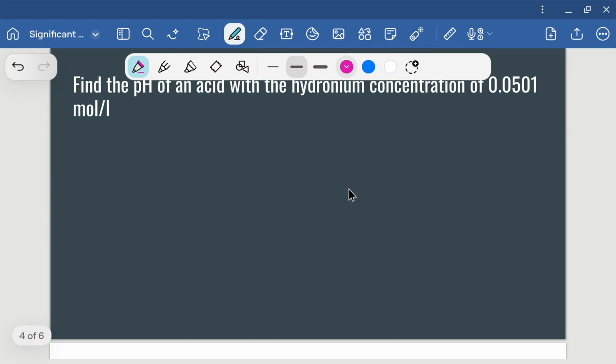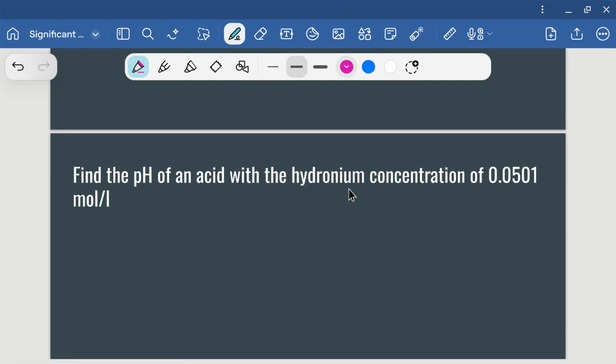If you want to find the pH of an acid with the concentration for hydronium of 0.0501, so we first want to look at this and realize that there are 3 significant digits. And you might hear significant figures instead, but same idea. So these 2 digits are not significant. The following 3 are. So what we're going to do is calculate the pH, and the pH equals the negative log of the hydronium concentration, which we have. So we'll just write that down and we'll plug it into our calculator.